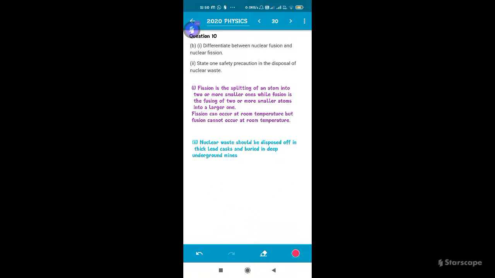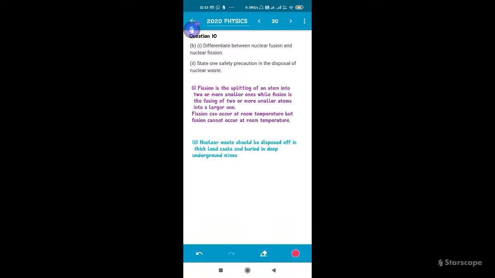Differentiate between nuclear fusion and nuclear fission. There is a table given in your book. I have used two differences over here. You can write as many differences as you want depending upon the marks. So the first and the easiest difference is that fission is actually the splitting of a larger atom into two or more smaller ones. Actually the nucleus is splitting. So fission is the splitting of a nucleus into two or more smaller nuclei, but fusion, as the name suggests, is the combination of smaller nuclei to form a larger one. Okay, so this is the difference. And fission can occur at room temperature. If you keep a radioactive substance as it is, it will start emitting various types of radiation.